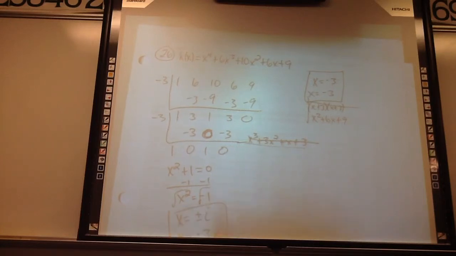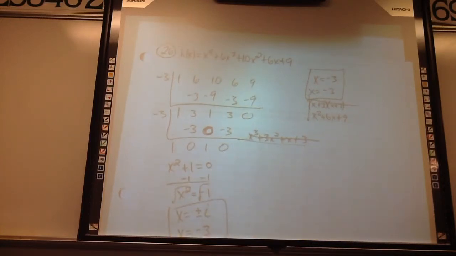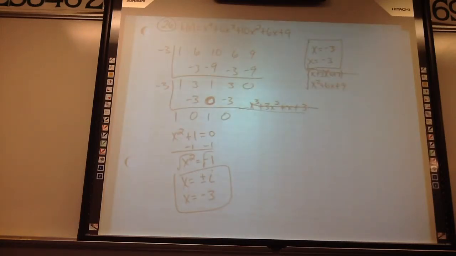You only have to write negative 3 once. You don't have to write it twice. So it's really only 3 answers. So if we get the square root of negative 1, you're expecting us to put i? Yeah.